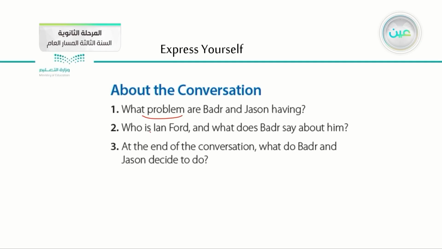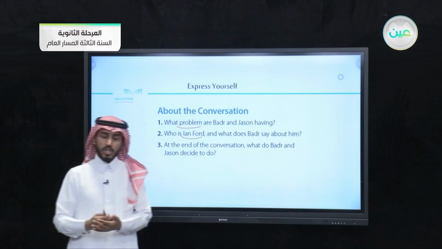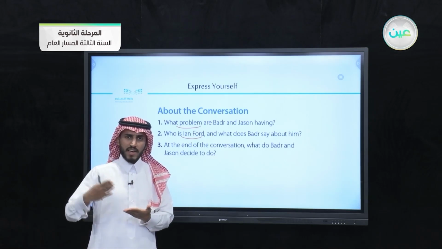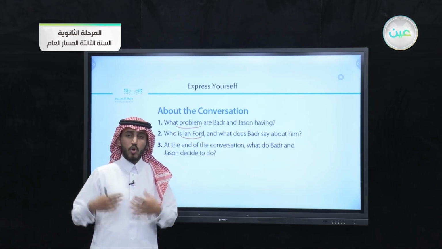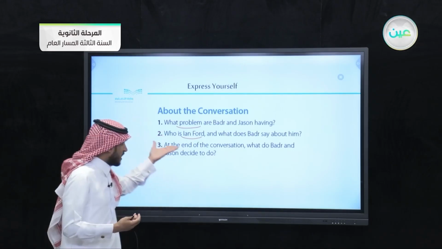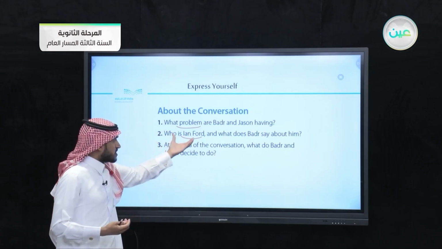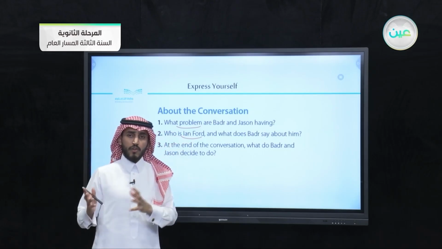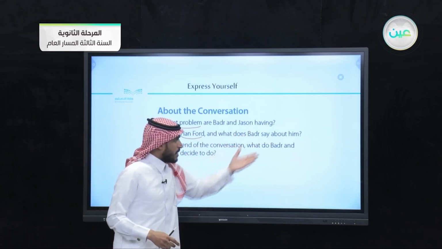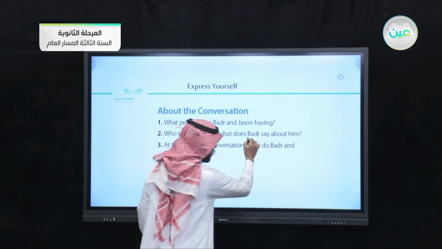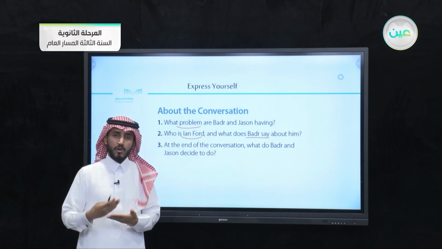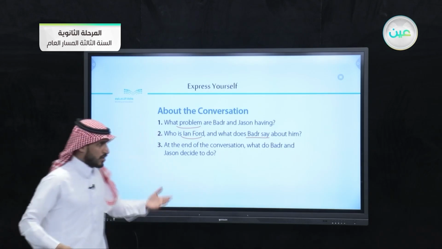Okay, now we have here a name. So what should we do? We should go back to the conversation, scan to find the name. Once we find the name, we try to do what we are asked to do. For example, here we are asked to know who is Ian Ford. So we will look for the role or for the job of Ian Ford. After that, what does Badr say about him? Then, we will go back and check for Badr's opinion of Ian Ford.